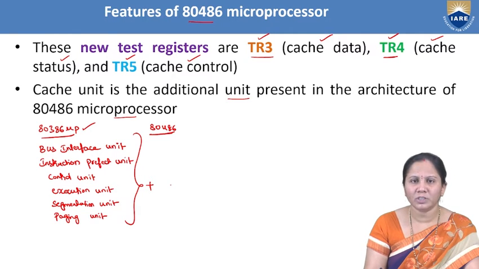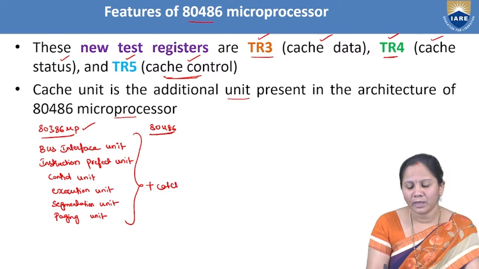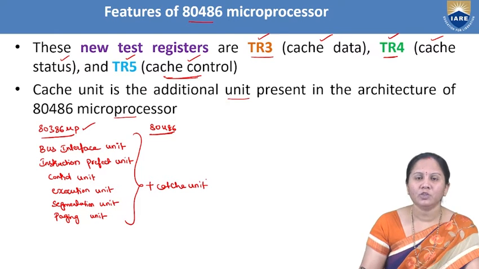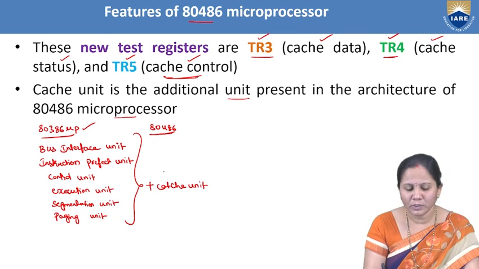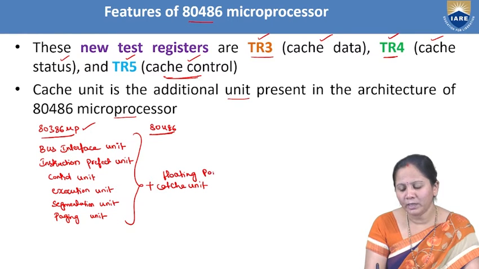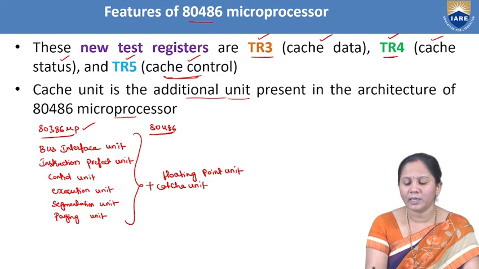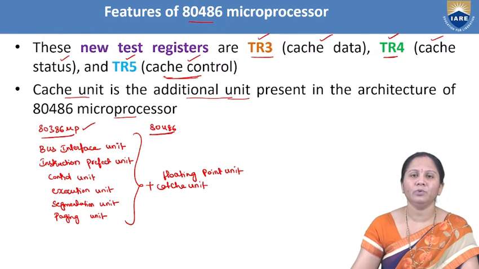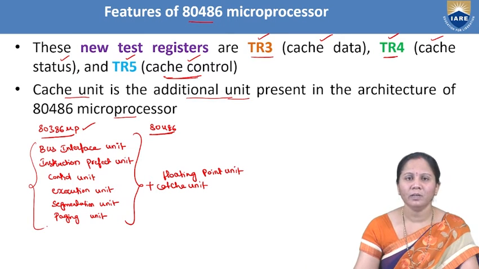So what are the 2 units? As we have told already, in order to perform all these operations, along with this you also have the cache unit. Based on the execution point of view, it also consists of one more unit in the architecture, which is called the floating point unit. So here, the cache unit is the additional unit that is available in the 80486 microprocessor. Along with the cache unit, all the units that are available in 80386 are also present.